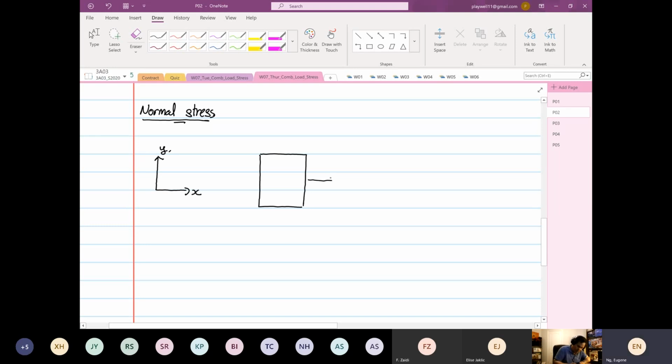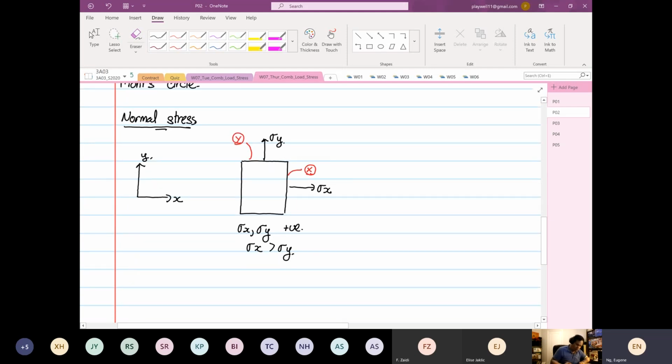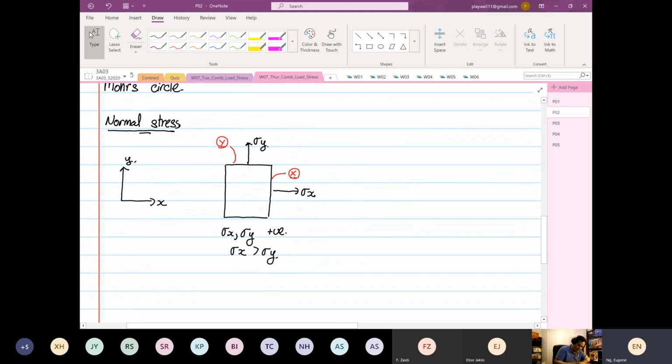So when the arrow points upwards, it means that it's in tension. Okay, so for this case, stress X and stress Y, they are both what? Positive. And I'm going to say that stress X is greater than stress Y. So it's standard practice that you label this as point X and then you label this as point Y. Okay, so this is what we call an element.